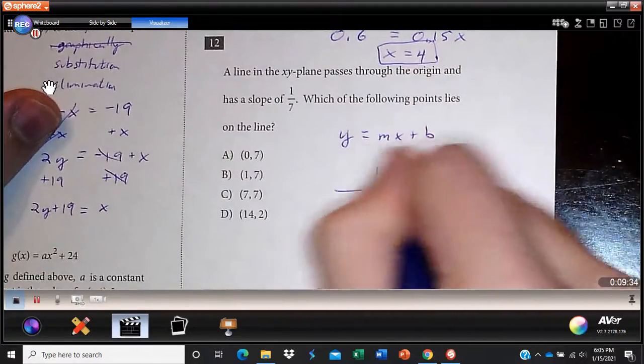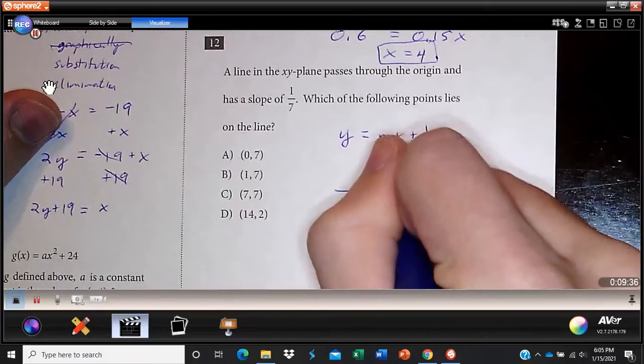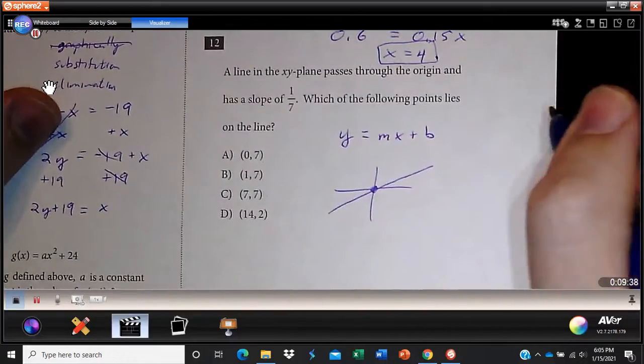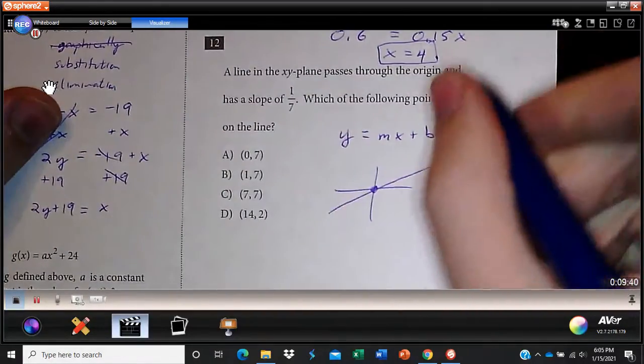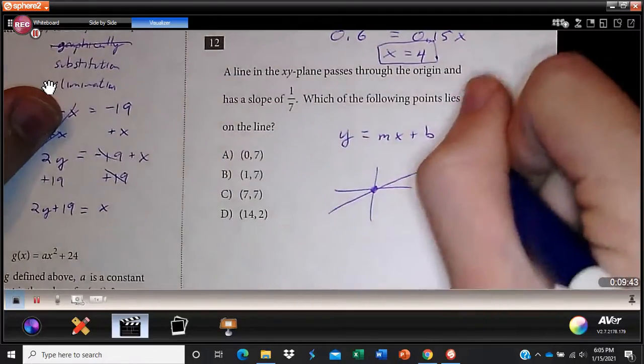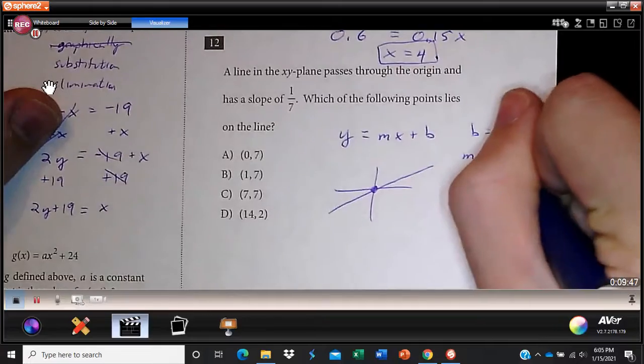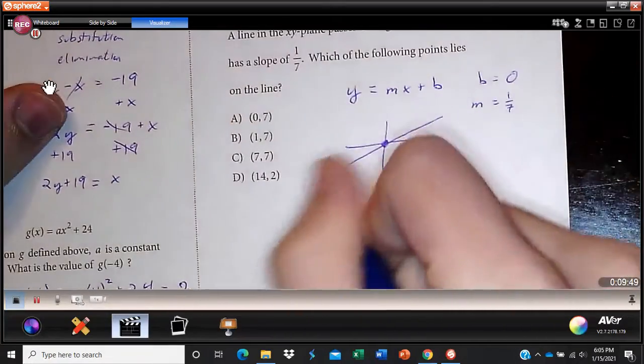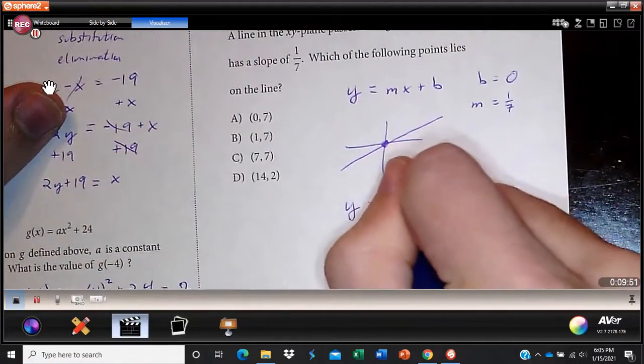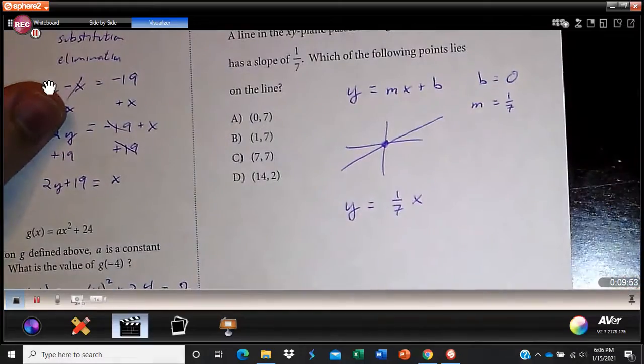Because it would look something like, if I can make it intersect properly, it would look something like this. So the y-intercept becomes 0, because that's where the origin is. So b is 0. And then they actually give me the slope. They tell me that it's 1/7. So my equation is y is equal to 1/7 x. So a pretty simple equation.